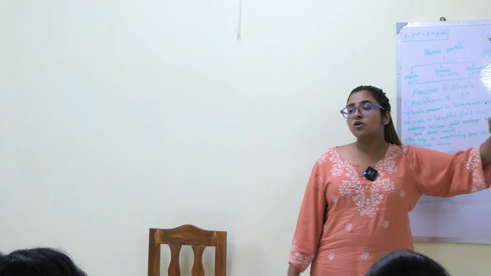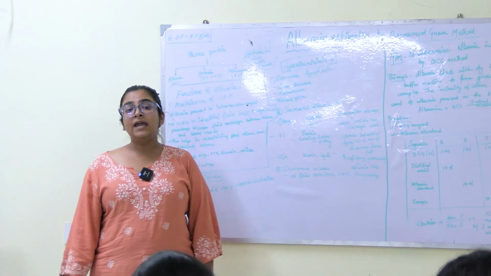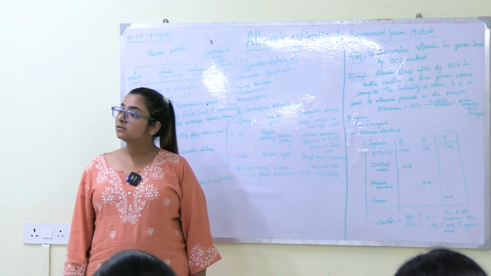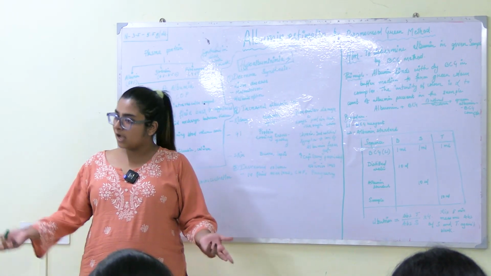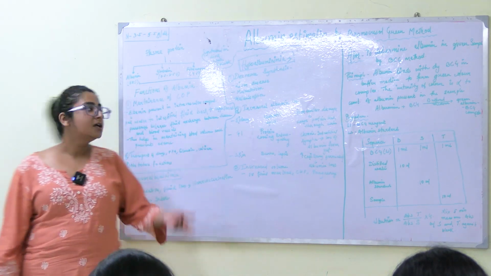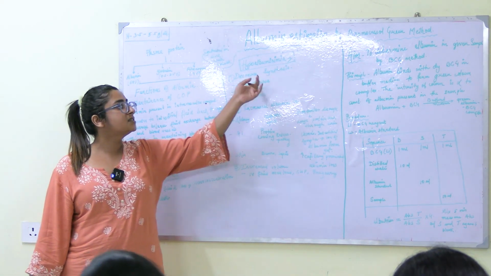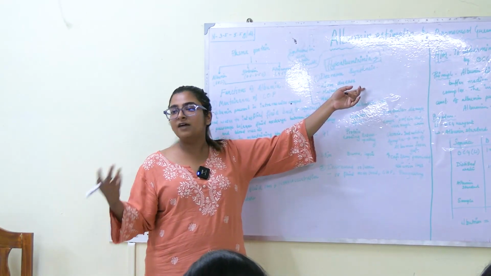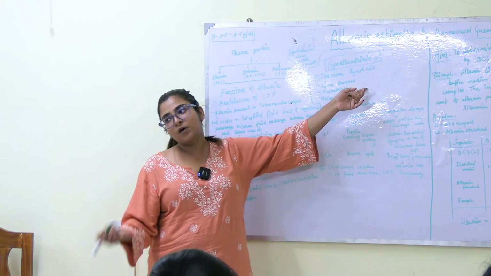Hypoalbuminemia. Now suppose, where is this albumin produced in our body? The liver. So any problem in the liver will result in what? Less albumin production, hypoalbuminemia, right? So in any liver disease, there is decreased synthesis; enough albumin is not getting produced, causing hypoalbuminemia.